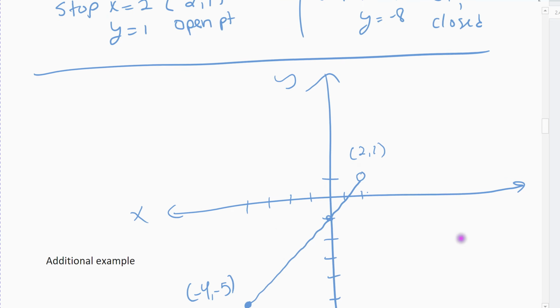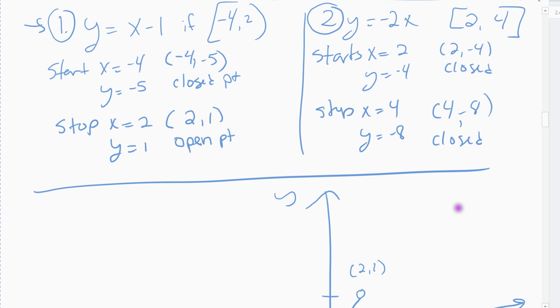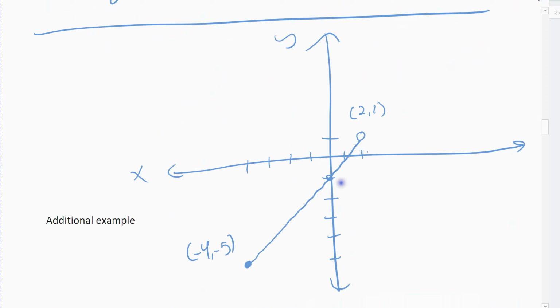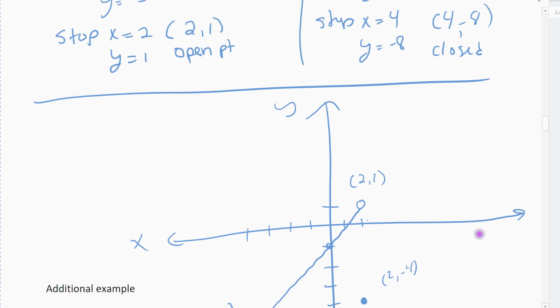Now I do the same thing for the second piece. So the second piece starts at 2, negative 4. So 2, negative 1, 2, 3, 4. So 2, negative 4, closed. All right, 2, negative 4. And then 4, negative 8.